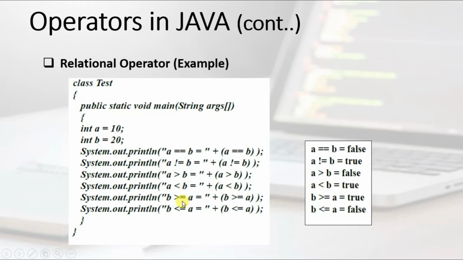Now the fifth and sixth one, that is greater than or equal to and less than or equal to. If both values are the same, then it will return true. But for a is equal to 10 and b is equal to 20, greater than or equal to will return false, and for less than or equal to, it will return true.